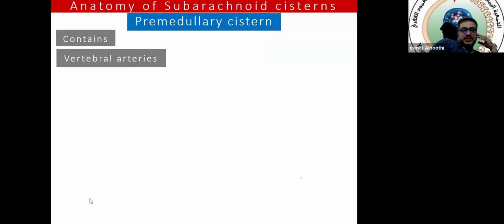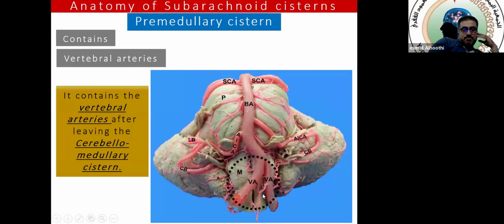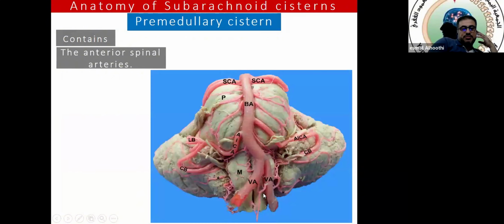The contents of the premedullary cistern include the vertebral arteries. As we see here, the vertebral artery enters the intracranial and intradural cavity through penetration of the dura, as we talked about before, in the cerebellomedullary cistern, and goes anteriorly and turns to the premedullary cistern. Also, it contains the anterior spinal artery.